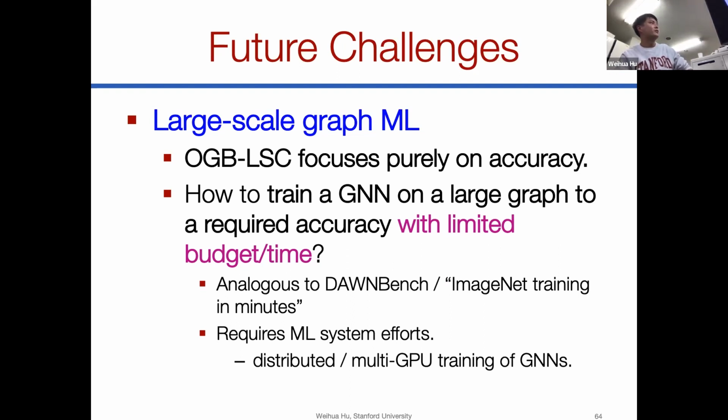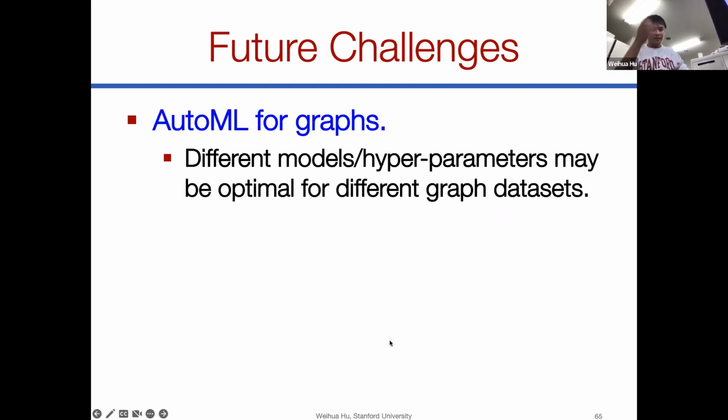It's analogous to the DAWNBench that Stanford developed, and a lot of work on training ImageNet in minutes. I think it's really exciting if we can train a GNN on a 240 million node graph in minutes. That'll be super exciting. And I think it's not only about machine learning, but really requires systems and networking work.